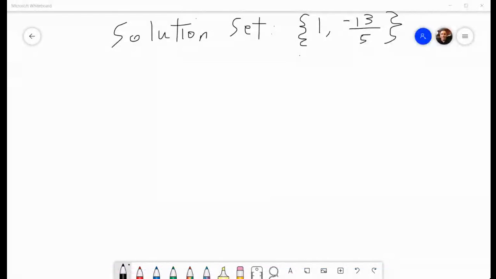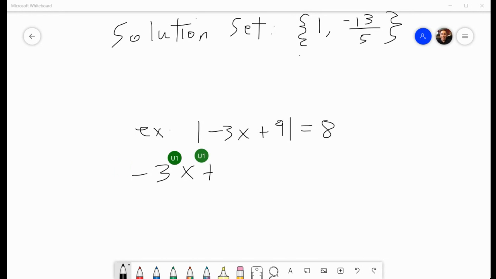All right, so for the next one, here we go. The absolute value of negative 3x plus 9 equals 8. Just double check to make sure I didn't do anything silly. And I'm good. All right. So again, we have this equation to solve, right? Just like before, what we do is we get two equations to solve. We have minus 3x plus 9 equals 8.